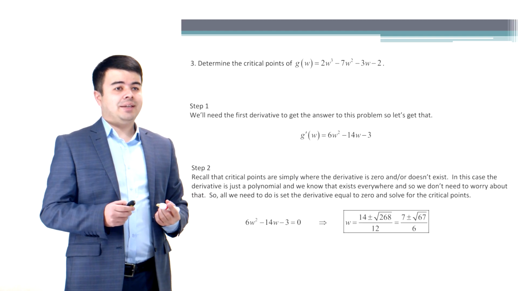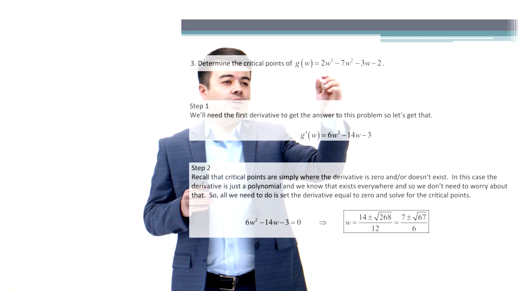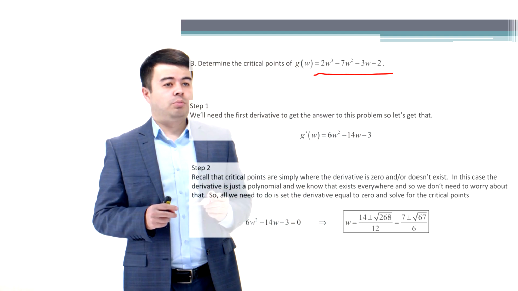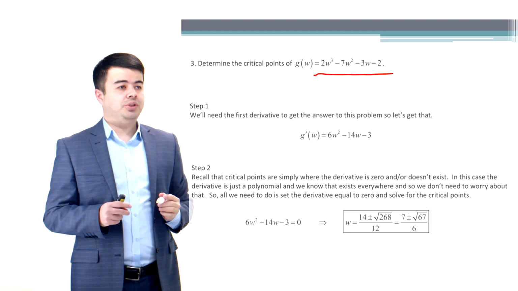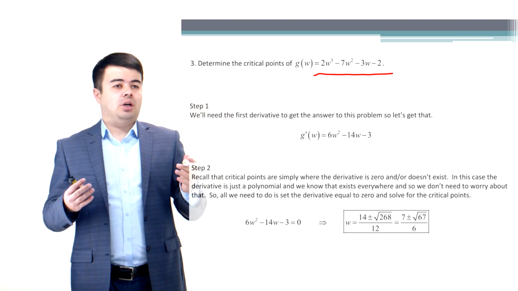Let's consider the next example here. This is almost the same. Here we have another function, a polynomial: 2w cubed minus 7w squared minus 3w minus 2. Find all critical points of the g function.